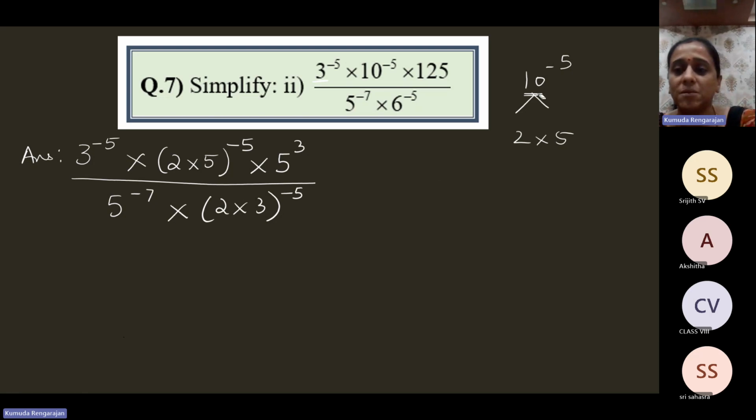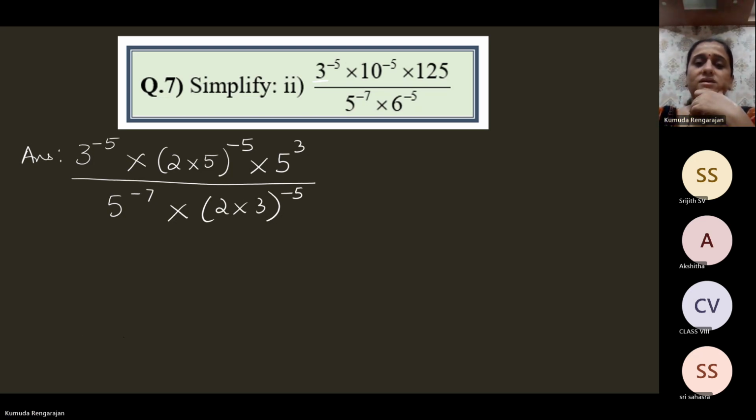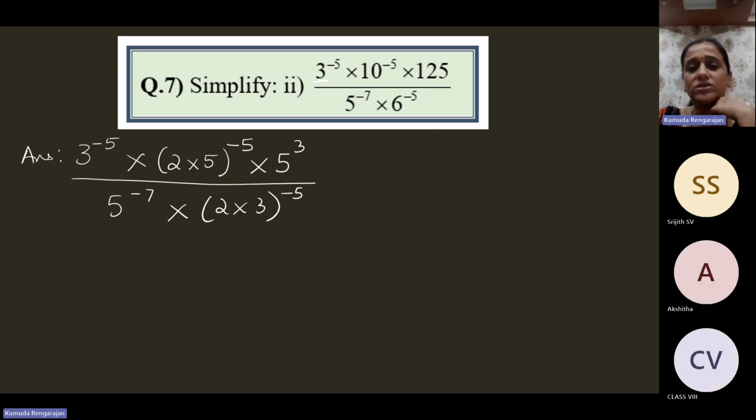So the first step is to break down the composite numbers and write them as a product of their prime factors. So here in the numerator, we were able to break down 10 and 125. 10 is 2 into 5. 125 is 5 into 5 into 5. And 6 is 2 into 3. The others, 3 and 5, are already prime numbers, so we write them as they are. That is the first step.